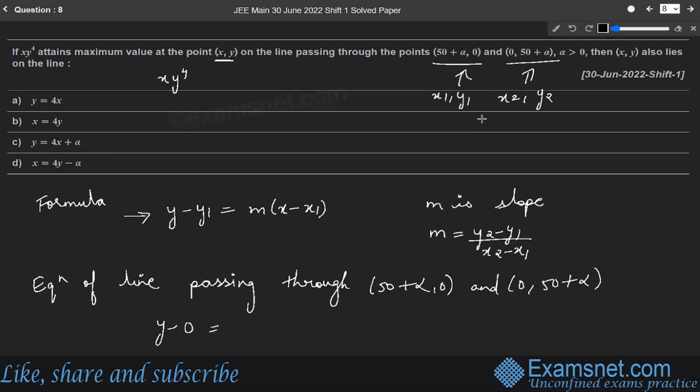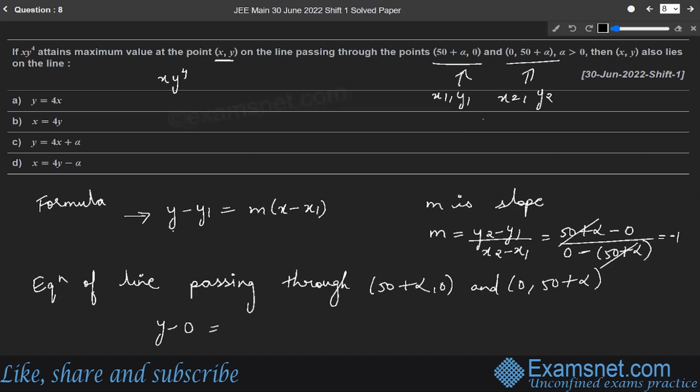What is y2? y2 is 50 plus alpha, minus y1, y1 is 0, divided by x2, x2 is 0, minus x1, what is x1? x1 is 50 plus alpha. So you can see that we have 50 plus alpha divided by minus of 50 plus alpha. So 50 plus alpha and 50 plus alpha will be cancelled. The remaining term will be minus 1. So the slope is minus 1. Therefore, the value of m is minus 1. So y minus y1 is equal to m into x minus x1.